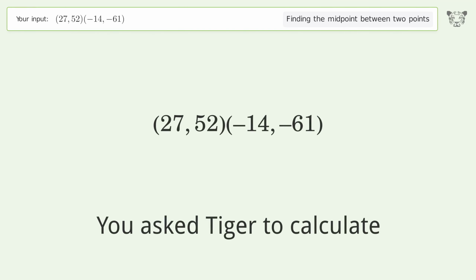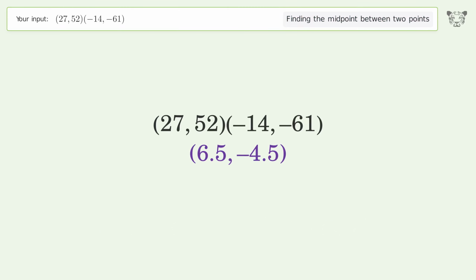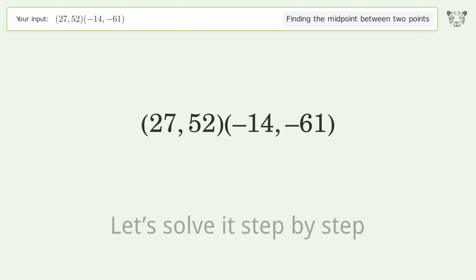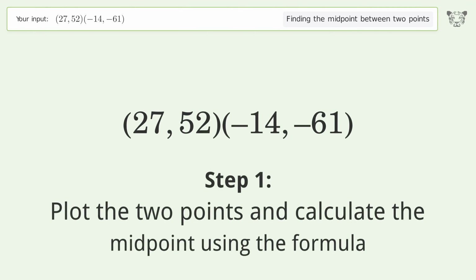You ask Tiger to calculate. This deals with finding the midpoint between 2 points. The midpoint between the 2 points is 6.5, negative 4.5. Let's solve it step by step. Plot the 2 points and calculate the midpoint using the formula.